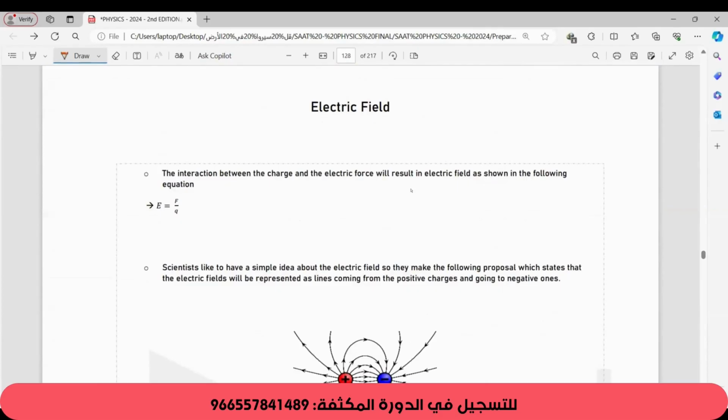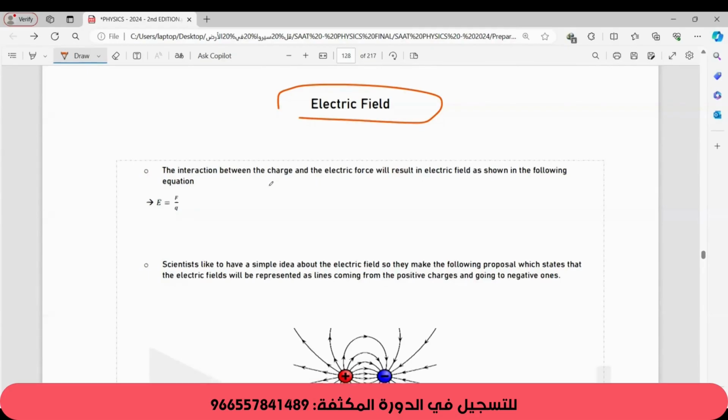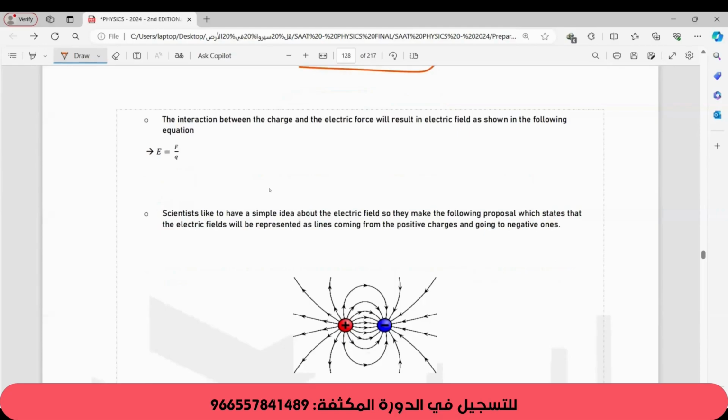Yes, this electric field means the field generated by, for example, electrons or positive charges, protons, whatever. There is an electric field coming from positive to negative, right? And it can be expressed mathematically like this: E equals F over Q. Okay, E equals F over Q.